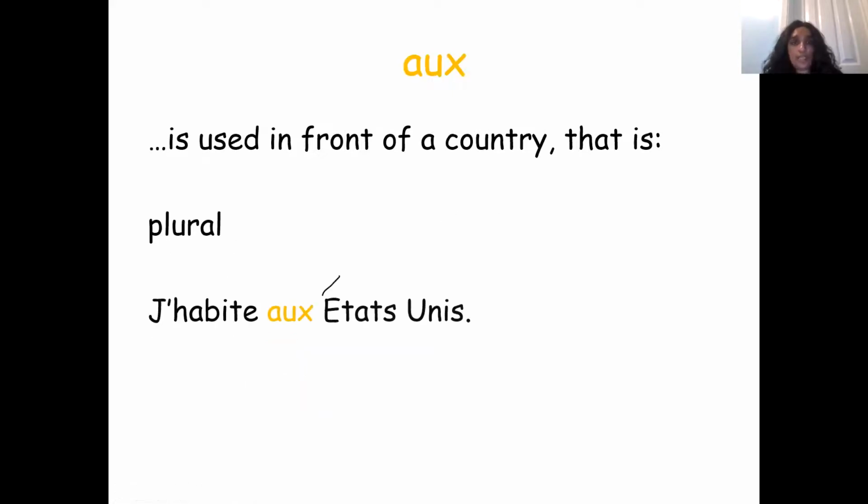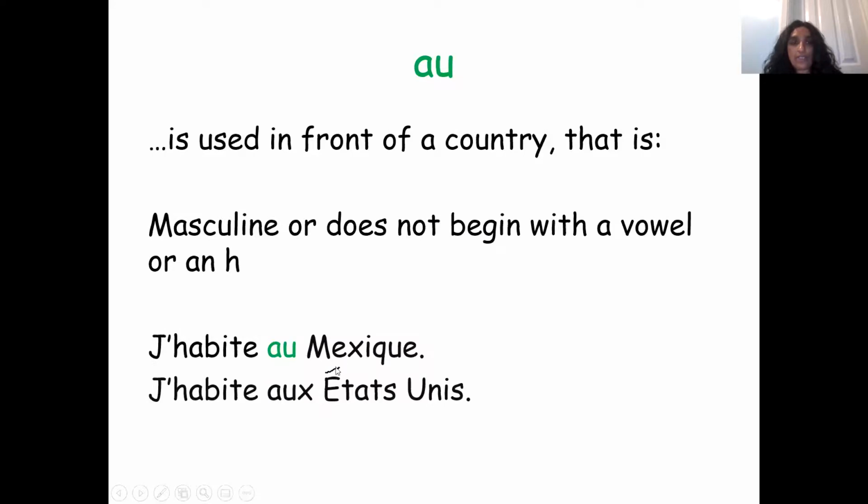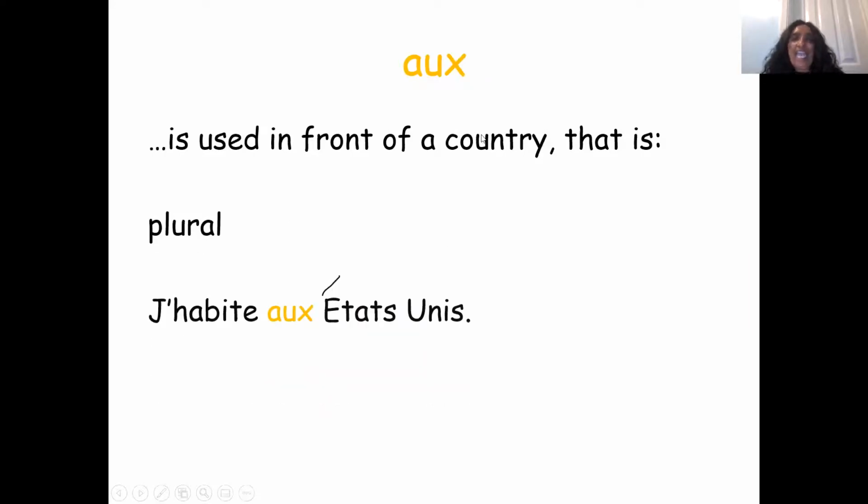Sorry, just made a mistake there. I shouldn't have included that one. If it is plural, okay, if the country is plural, for example, the United States of America, États-Unis, then we use aux. J'habite aux États-Unis. Now, I'm not going to expect you to remember these countries because actually I'm just probably popping in some brand new language by using some of these, but we will come on to them soon.